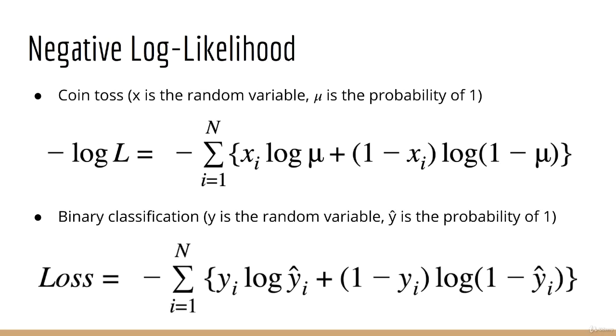As before, if we take the negative log likelihood and we put it side by side with the binary cross entropy, we can see the similarities. We can conclude that what the binary cross entropy is really saying is that yi is the result of a coin toss, where the probability of heads for that coin toss is given by y hat i. Analogously, xi is the result of a coin toss, where mu is the probability of heads for that coin toss.